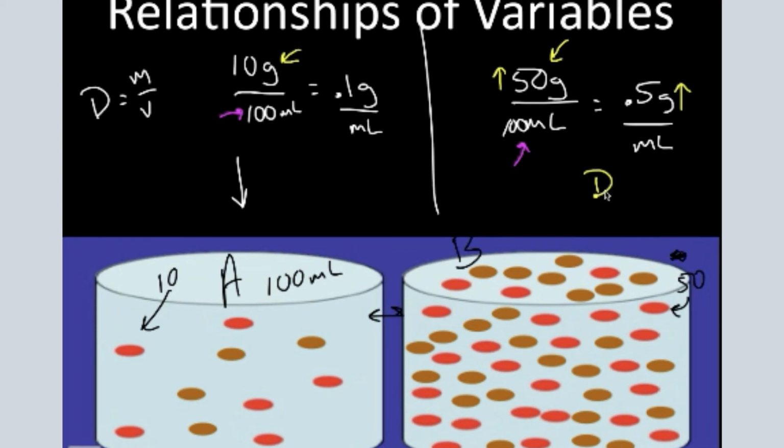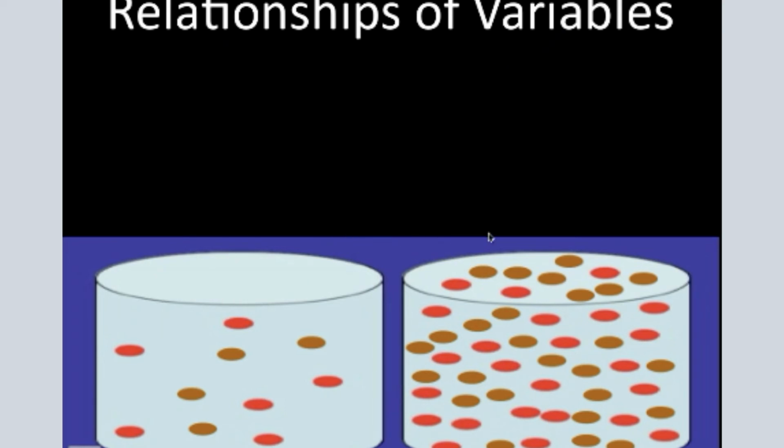This would be a direct relationship. Because I increased the mass, the density also went up. And look here. Here we have a smaller mass, and we have a smaller density. And that is also a direct relationship. Let's take a look at an inverse relationship.